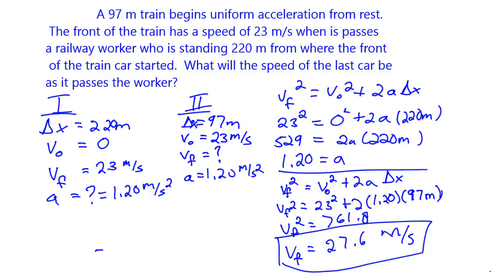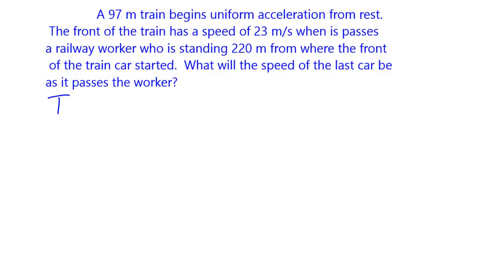So we want to figure out the two parts here. Part 1 is where the train is approaching the worker. So our delta x for that part is going to be 220. The initial velocity is going to be 0, and the final velocity is going to be 23 meters per second.